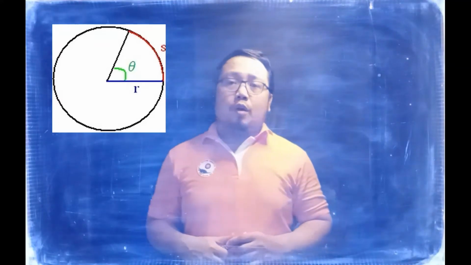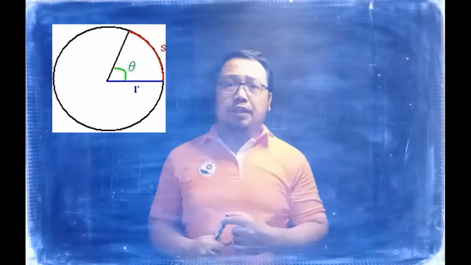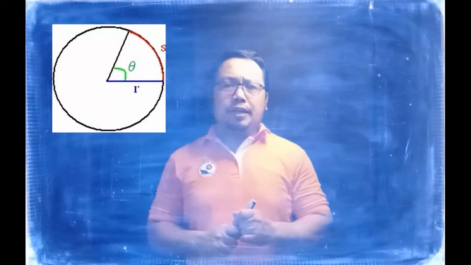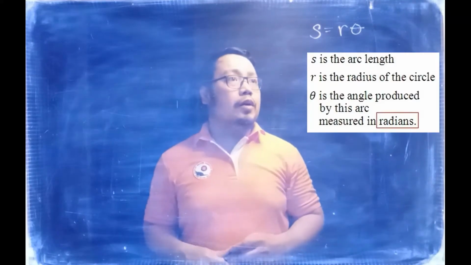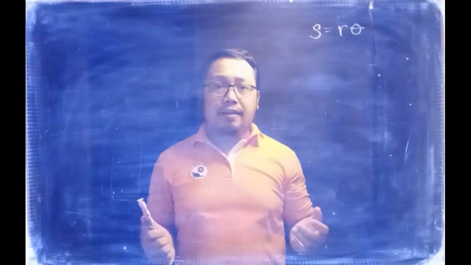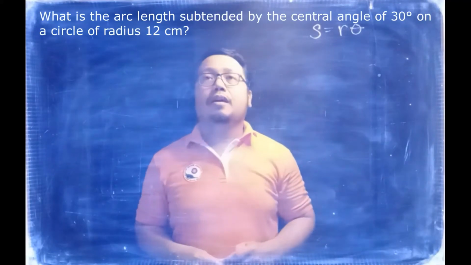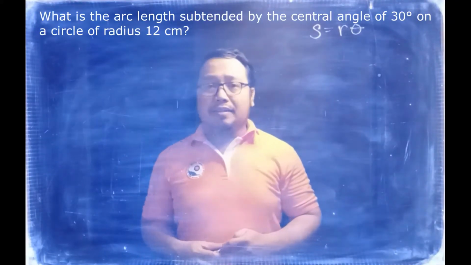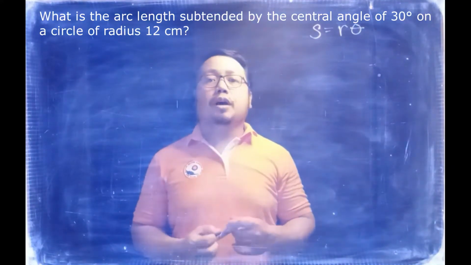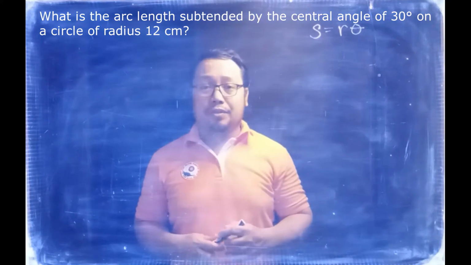This time, we are going to solve for the arc length. Given a circle, we have the radius of the circle and the central angle. So to find the arc length, you need this formula. Arc length represented by S equals radius of the circle times the central angle. So let's have the first example. What is the arc length subtended by the angle of 30 degrees on a circle of radius 12 centimeters?